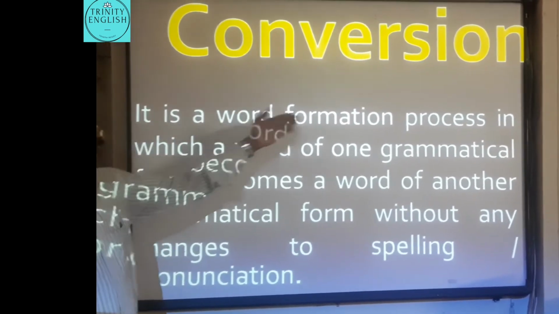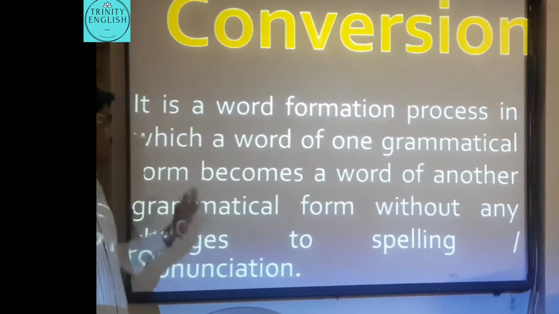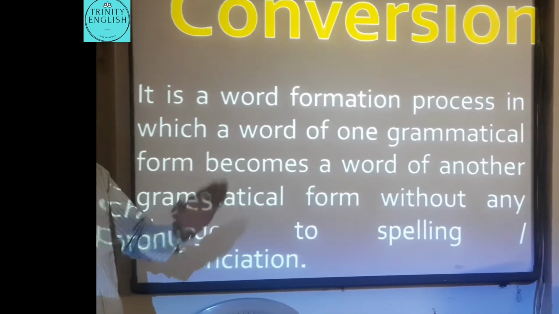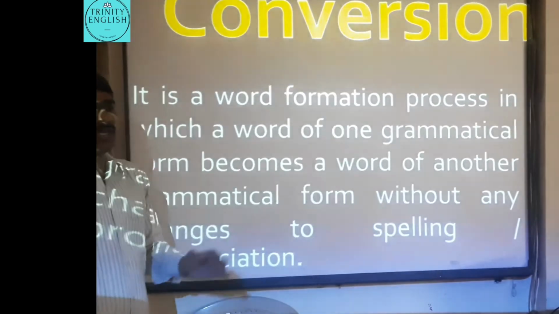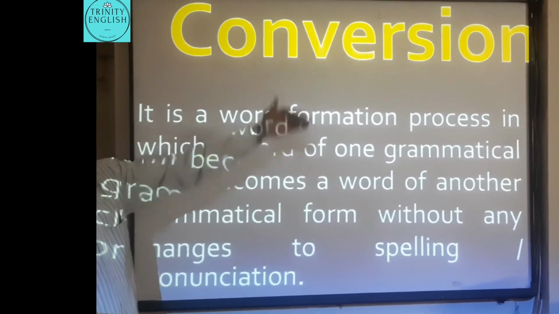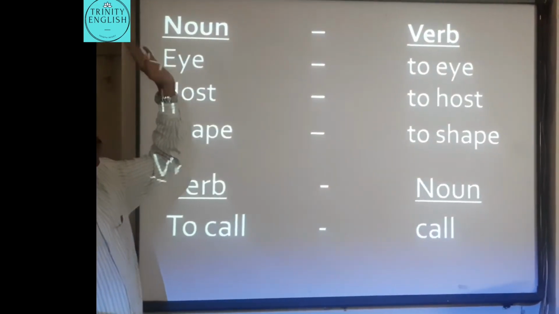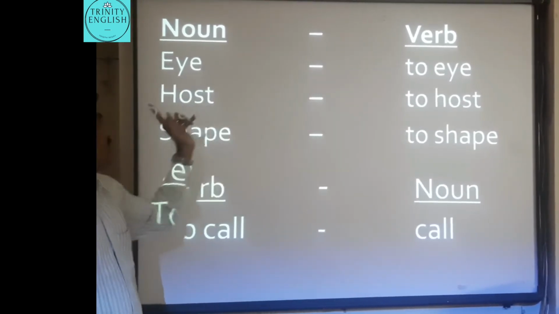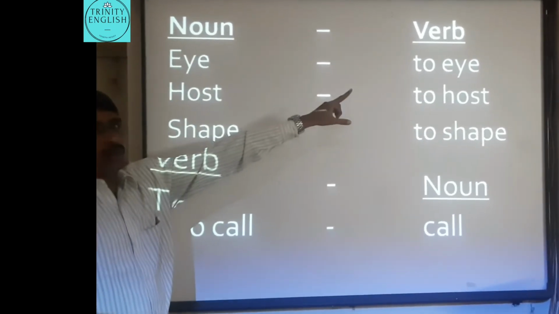And next we have conversion. It is a word formation process in which a word of one grammatical form becomes a word of another grammatical form without any change to spelling or pronunciation. That kind of word is called conversion. Conversion means a change. We see examples where nouns become verbs. Here eye becomes to eye and host becomes to host. Here we add to the verb form.